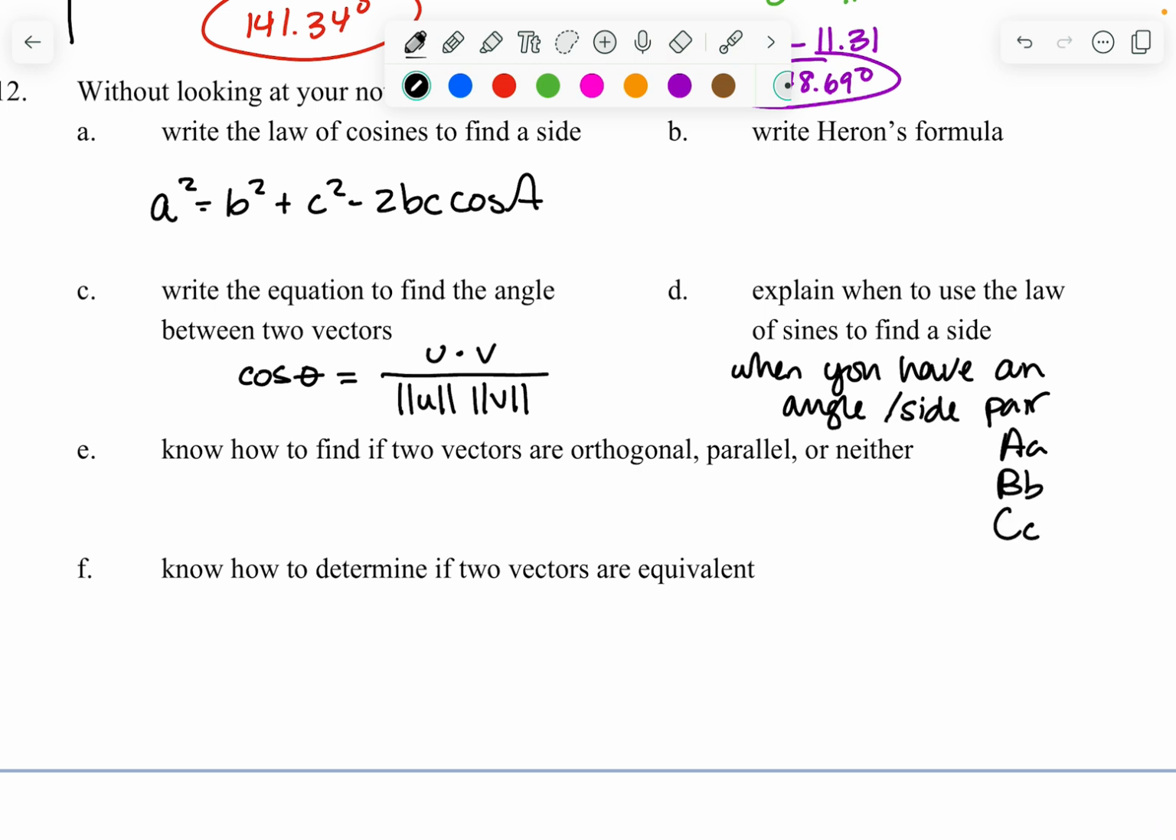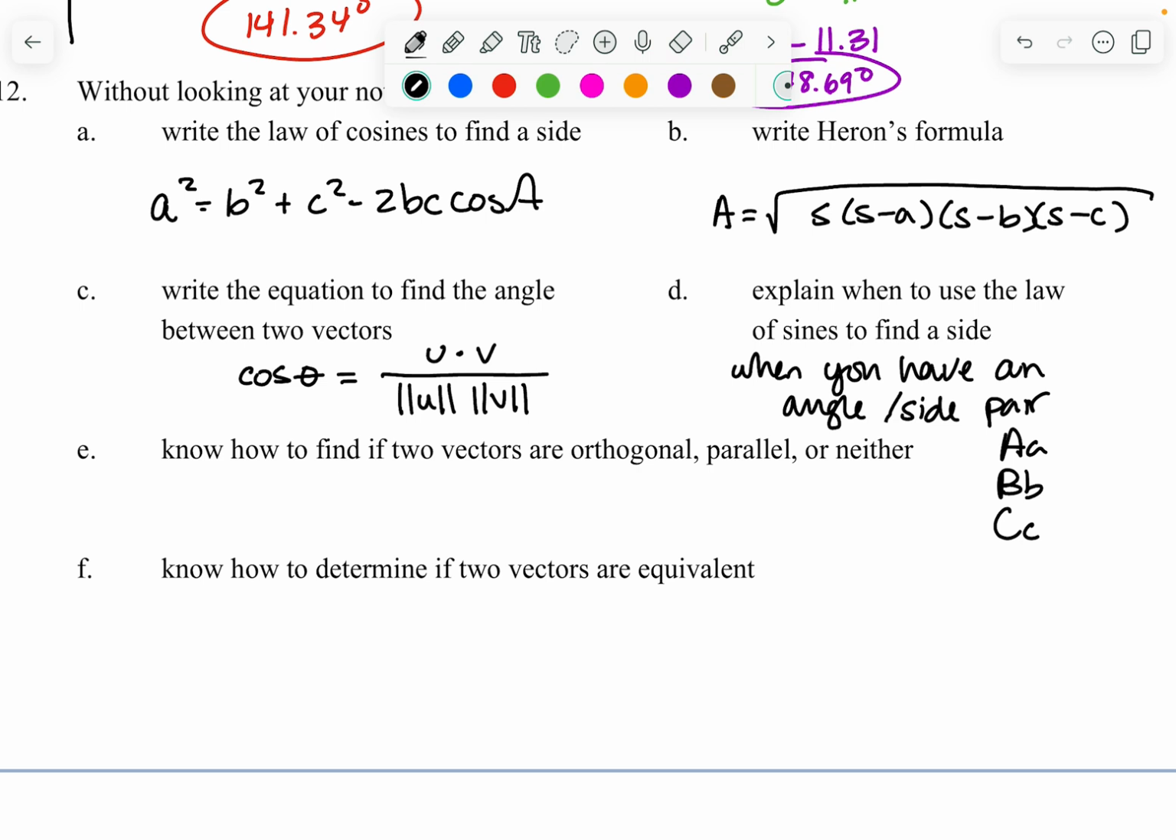Heron's formula is this one. This one is called Heron's formula. I don't care if you know the name of it. I just care that you know how to find S, which is adding up all the sides and dividing them by 2. And I care that you know when to use it: when they're asking for area and all you have are side lengths.